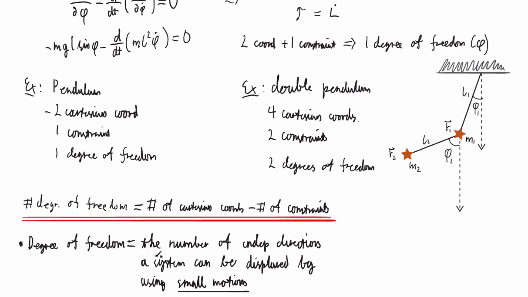So the number of degrees of freedom of your system is the number of independent directions, and I count both back and forth as independent directions. A system can be displaced by using small motions. So, for instance, for our double pendulum here, if we're looking at this configuration and we're just looking at small changes from this equilibrium, well, we can move this pendulum back and forth a little bit, and we can move this pendulum back and forth. So we have 2 degrees of freedom.